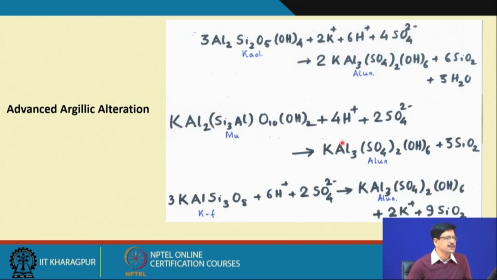There are several such reactions which can be written. Muscovite can be acted upon by sulfate at very low pH conditions to give alunite, or even potash feldspar at very low pH conditions can give rise to alunite. So it does explain to some extent some of the overlapping situations in which one alteration zone can penetrate into the other, but in most cases the alteration zones can be identifiable.